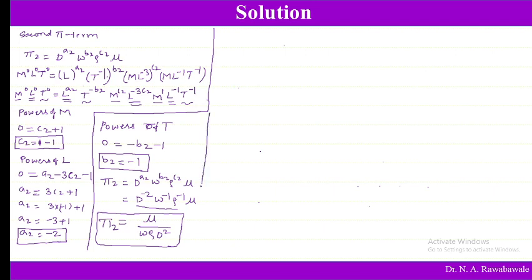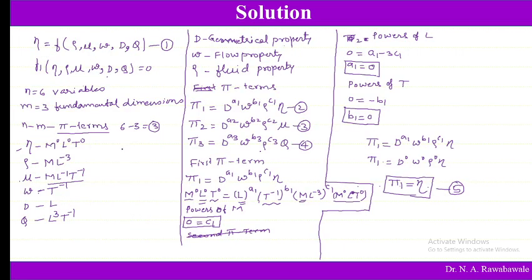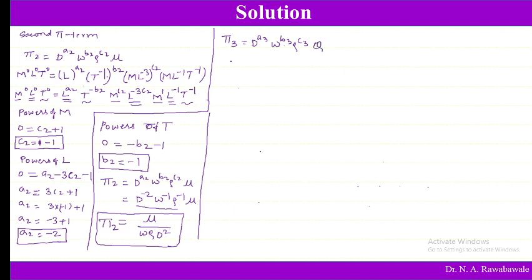So now coming to the next term, that is pi 3 term. So pi 3 term is given by d to the power of a3, then omega to the power of b3, rho to the power of c3 into q. So here you can see this pi 3 term from equation 4 is q. So now dimensions of pi 3 term is dimensionless, m to the power of 0, l to the power of 0, t to the power of 0. Then the diameter has got dimension l to the power of a3, omega, angular velocity, t to the power of minus 1 to the power of b3. Then m l to the power of minus 3 to the power of c3.